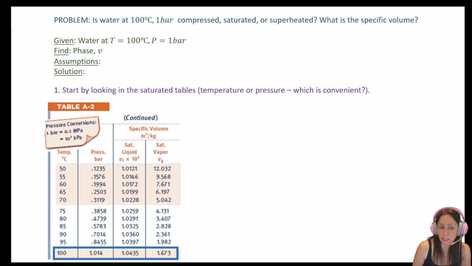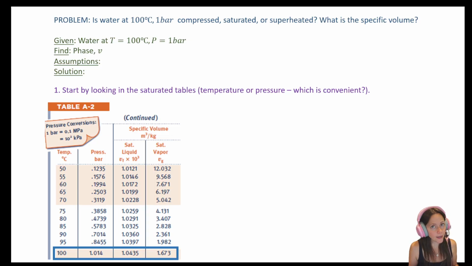So I'm going to look at my saturated tables, and it doesn't matter, by the way, I pulled out table A2, but I could have also looked in table A3. Remember, A2 is your saturated tables organized by temperature. A3 is the saturated tables organized by pressure. I just picked A2, but A3 would also give you the same information. In table A2 at 100 degrees Celsius, I can see that the pressure would have to be 1.014 bar in order for it to be saturated. I'm at 1 bar, kind of close, but not exactly. So that means that it's not saturated.